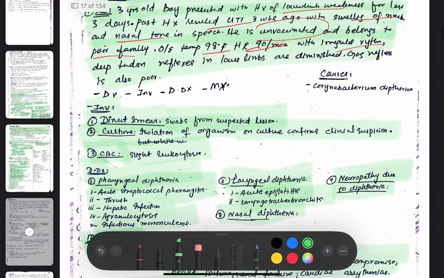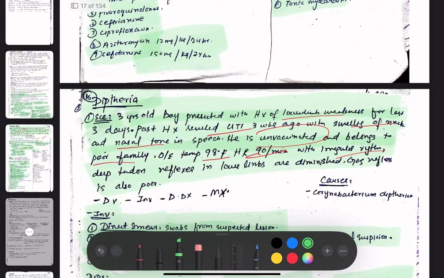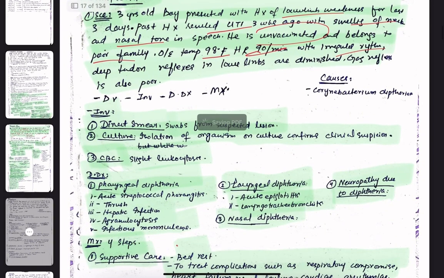Okay, so if you are having a scenario or a clinical case that the patient is unvaccinated and now he is having weakness of the lower limb, and he had a history of UTI, and also he presented with swelling of the neck and nasal tone in speech, so this gives us the diagnosis of diphtheria as it is post-infectious, and we will do the direct smear, the culture, and CBC for the diagnosis of this disease.